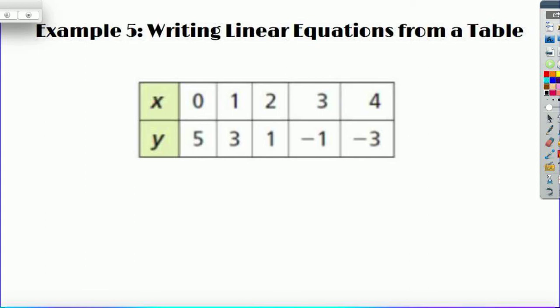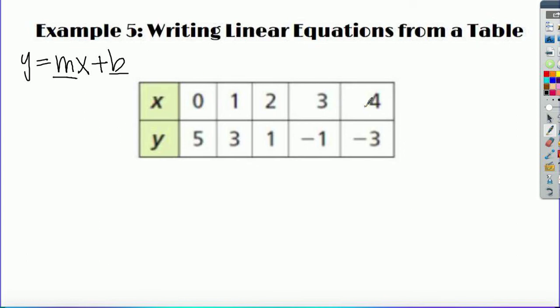Now we're going to take a look at some tables, and we're going to try and write the linear equation from a table. We've done this a little bit before, but we're going to take it to the next level. So again, keep in mind we're trying to write linear equations, so it is y equals mx plus b. We're still looking for the same old information, a slope and a y-intercept.